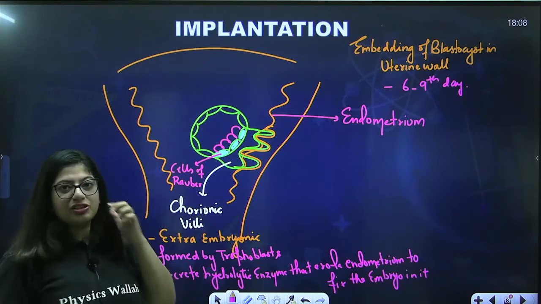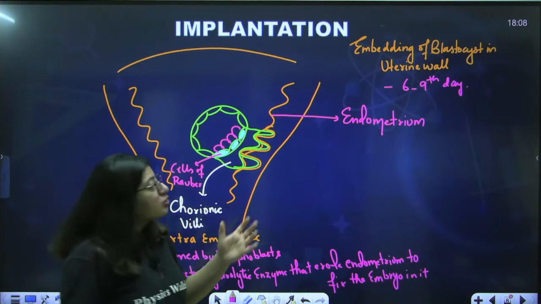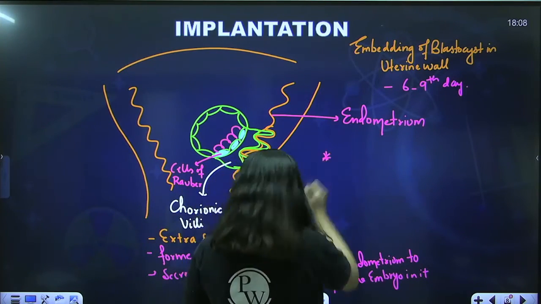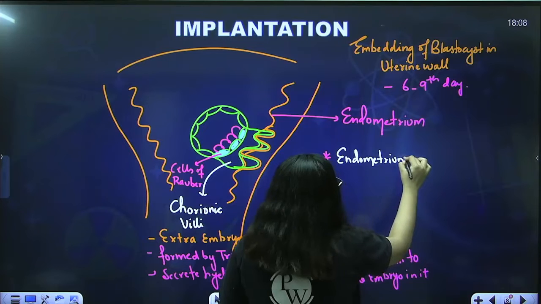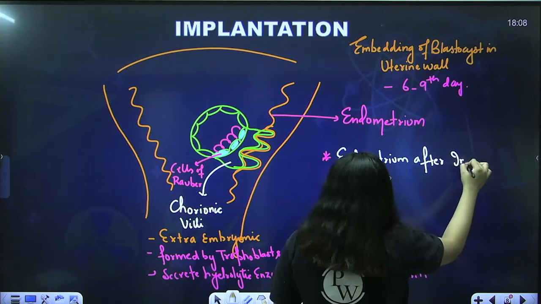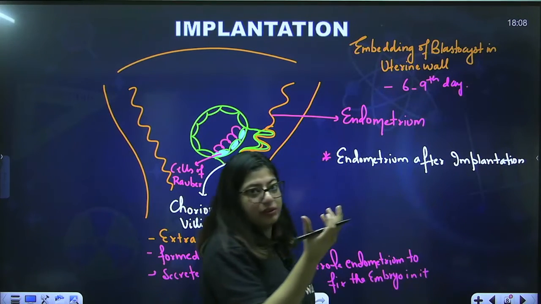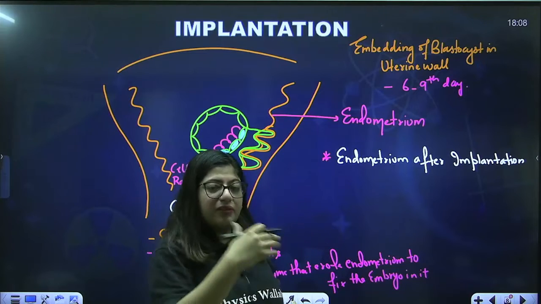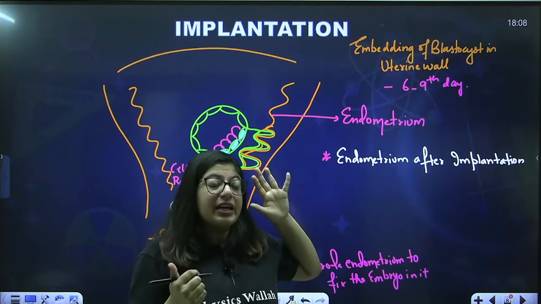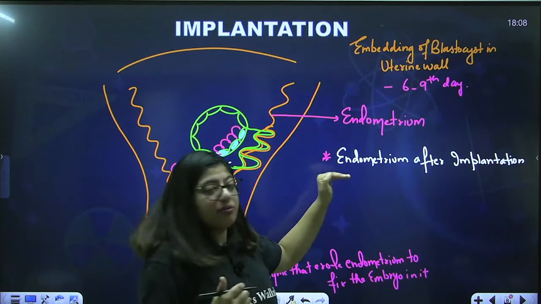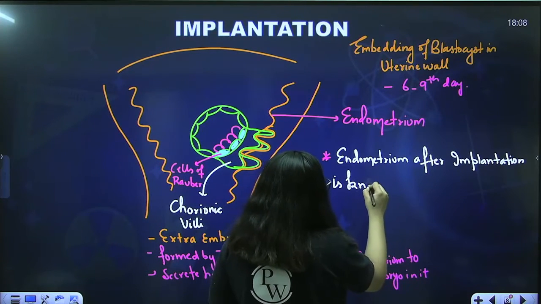Now after implantation, the endometrium is no more known as endometrium. You will start calling it decidua. So this endometrium, I am writing it here, after implantation you will not call it placenta. Placenta is formed later on, about 1 or 2 weeks after implantation. Right now, because implantation has taken place, the endometrium will now be known as decidua. So endometrium after implantation is known as decidua.